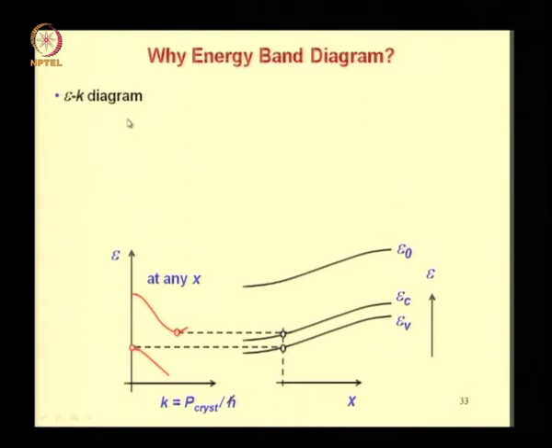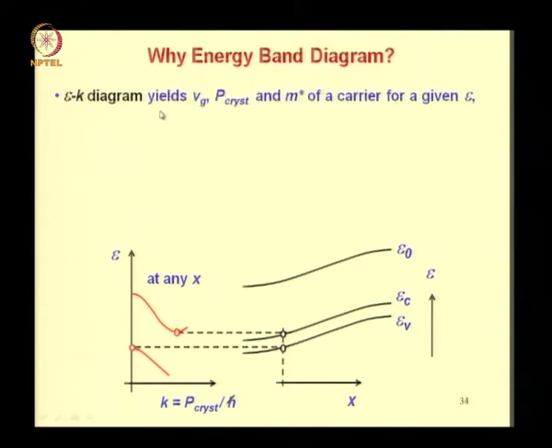Now what does this give you? The EK diagram yields you the group velocity, the crystal momentum and effective mass of a carrier, which can be a hole or an electron, for a given energy E. Now the electron velocity in a crystal is a group velocity, the electron momentum of interest in a crystal is a crystal momentum, and the electron mass of interest in a crystal is an effective mass.